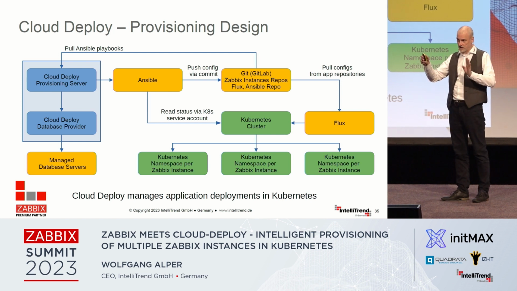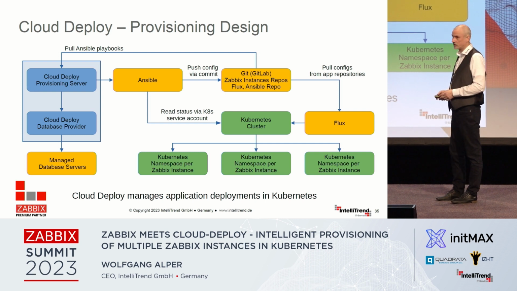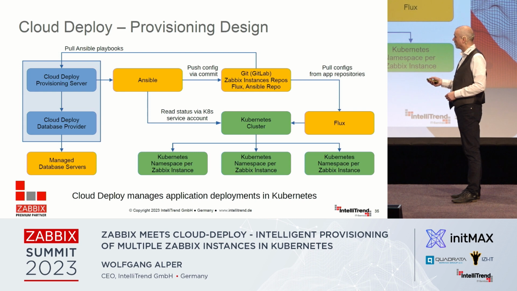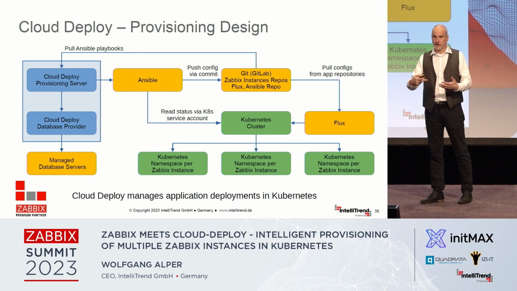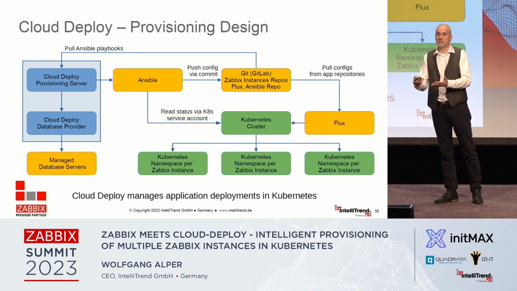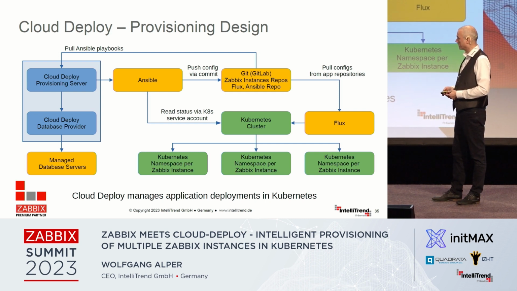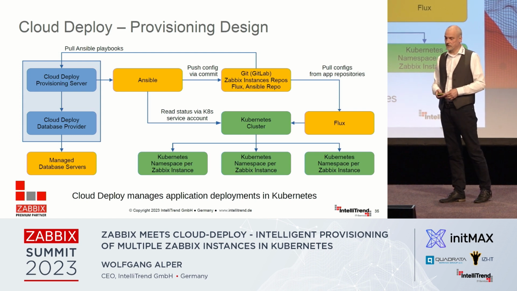Please keep all the slides and details that I mentioned earlier in mind. So how does it work? We have here our Cloud Deploy provisioning server, and Cloud Deploy also provides a database or has access to a database provider, so we can work with internal databases, but also with external managed databases. In this concrete scenario, we are using an external managed database because there's an entire DBA team behind that.